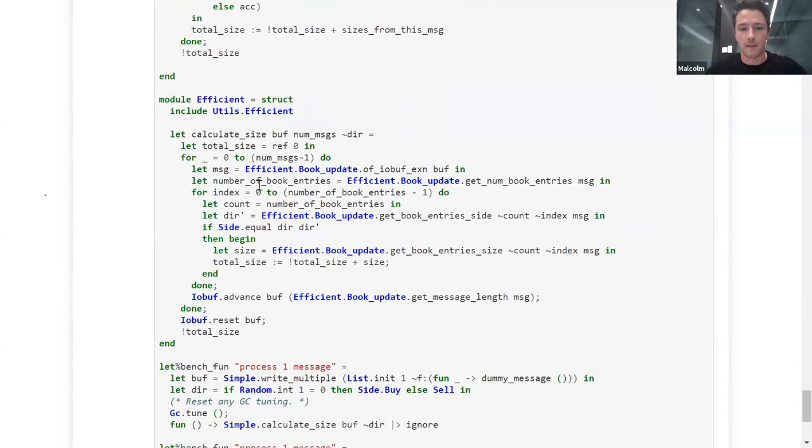If we look down at the efficient version, this is the one that doesn't allocate anything. The one that just reaches in there and pokes our buffer. You can see it's not much worse.